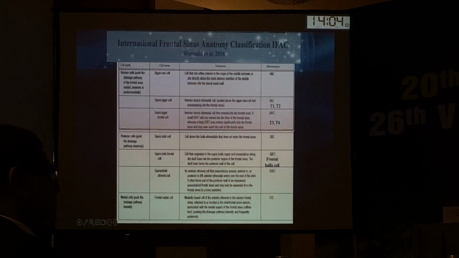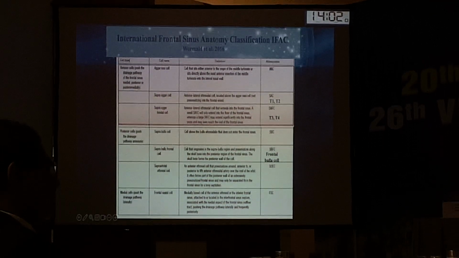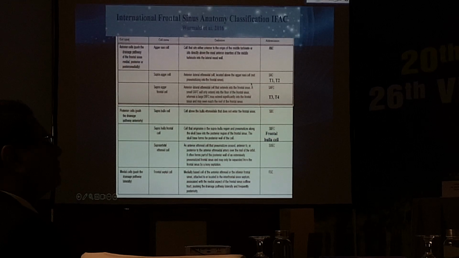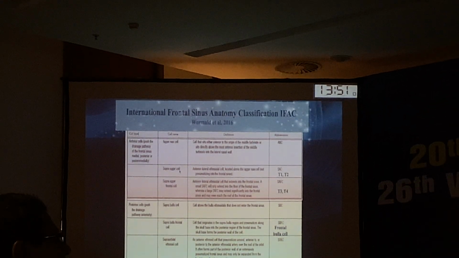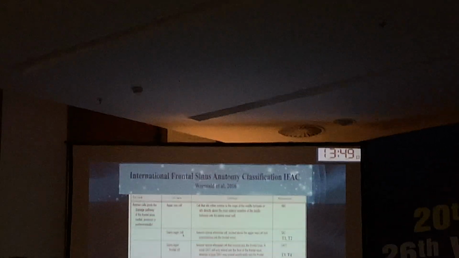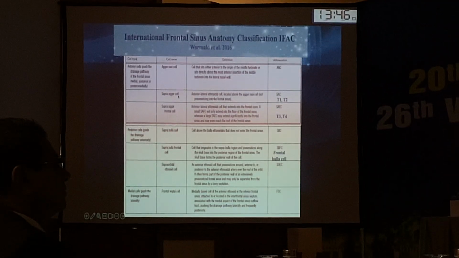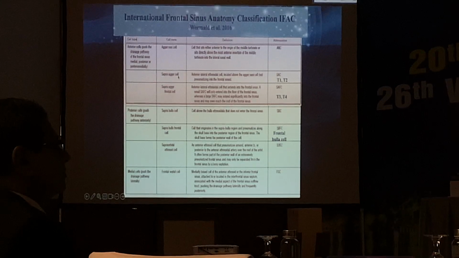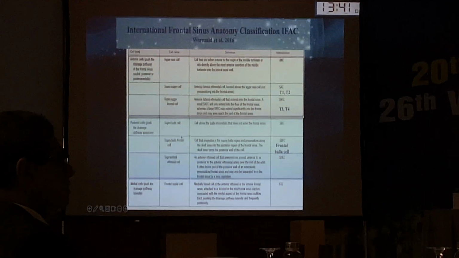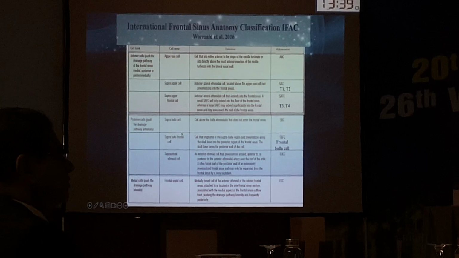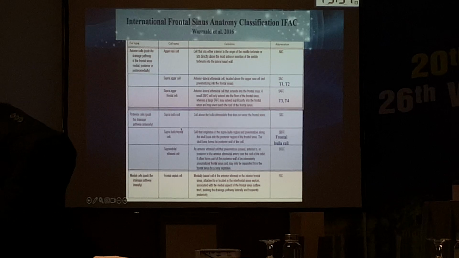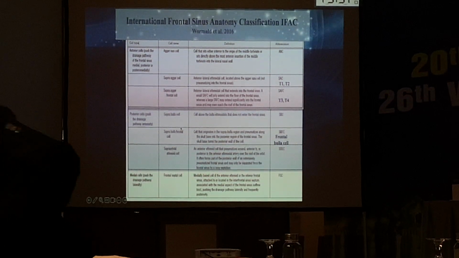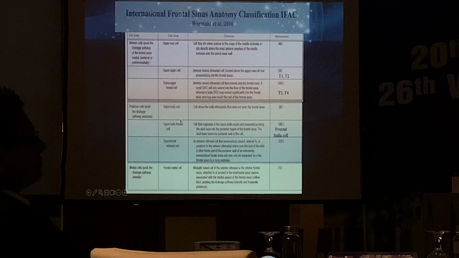In this classification, you can see the anterior cells, including the agger. Above the agger, we have the supra-agger cell, and if the cell extends to the frontal sinus ostium, you have the supra-agger frontal cell. So SAC is the T1, T2, and SAFC is just T3 or T4. Posteriorly, you have the suprabullar cell, and if the cell extends to the frontal sinus ostium, we call it the suprabullar frontal cell. We also have the supraorbital ethmoid cell and the frontal septal cell.